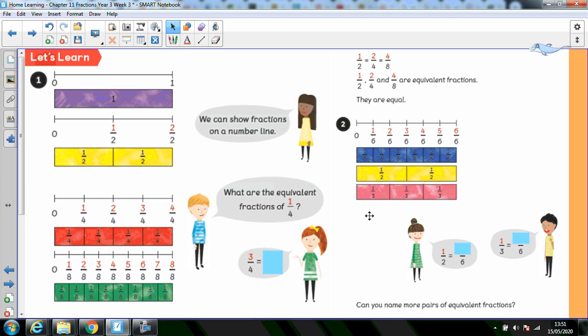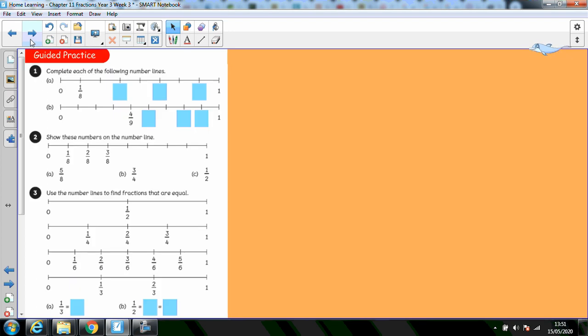Now you're ready for the guided practice. Okay, the guided practice is a bit busy today. There is more on this page than on our actual worksheet. So let's look through. It says complete each of the following number lines. So we start at 0 and we end at 1. We've got a clue here that says the first increment or the first mark represents 1/8. So we know we're counting in eighths.